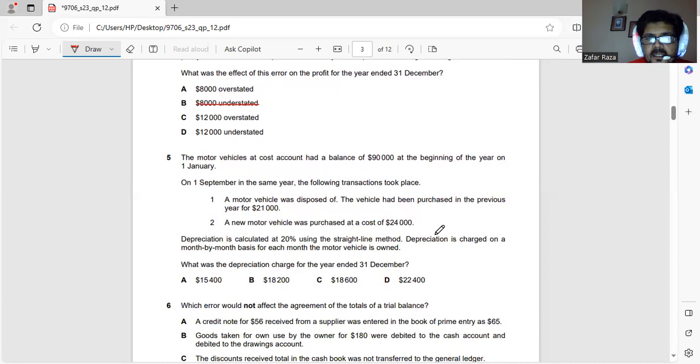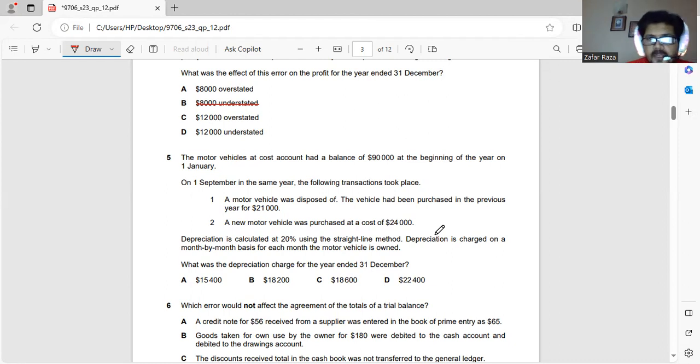The motor vehicles cost account had a balance of 90,000 at the beginning of the year on 1st January. On 1st September in the same year, the following transactions took place. A motor vehicle was disposed of. The vehicle had been purchased in the previous year for 21,000. A new motor vehicle was purchased at a cost of 24,000. Depreciation is calculated at 20% using the straight line method. Depreciation is charged on a month-to-month basis for each month the motor vehicle is owned. What was the depreciation charge for the year ended 31st December?